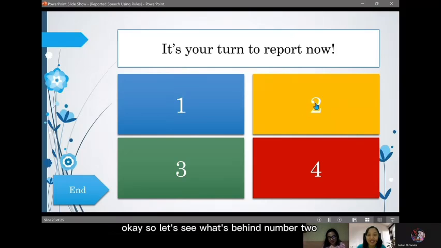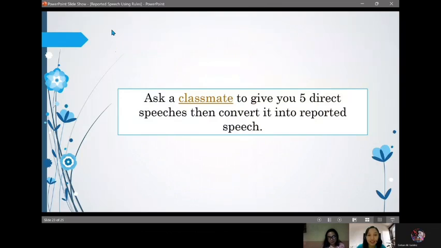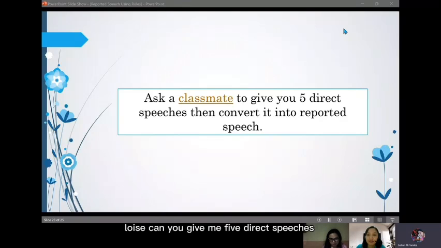Okay, so let's see what's behind number 2. Okay, so we have here, ask a classmate to give you 5 direct speeches, then convert it into reported speech. Jillian? Yes po, okay po. So ask Lois to give you at least 5 direct speeches. Lois, can you give me 5 direct speeches that I can convert into reported speech?